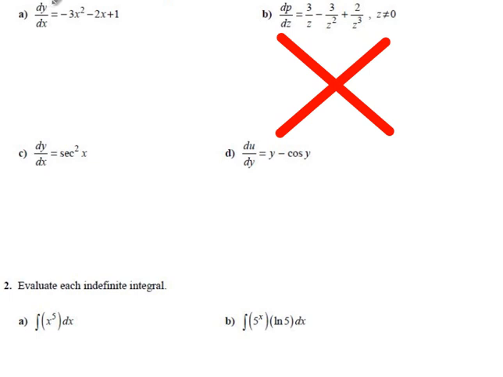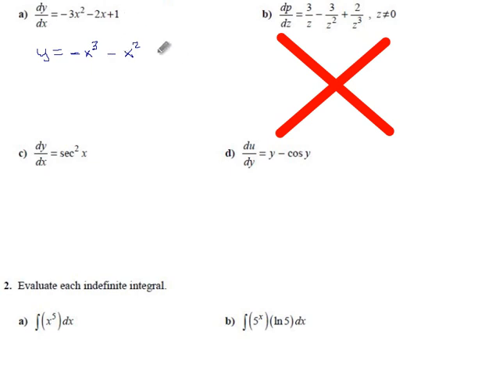So if the derivative is minus 3x squared minus 2x plus 1, our original function would be, let's see, power goes up by 1, then divide by the new power. So negative 3 divided by 3 gives negative 1. That would be our first term. Next term, power increases by 1. Divide by the new power.